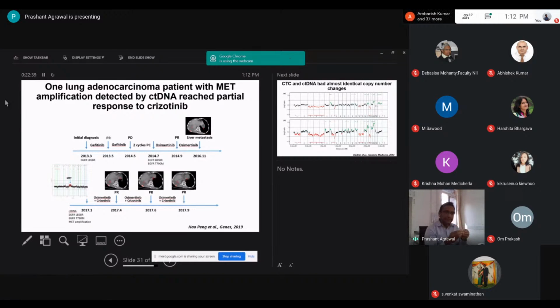So this is something very interesting. You could see how you could use the information from the NGS platform, that the liquid biopsy could be used not only for the diagnosis but for the therapeutic purpose.